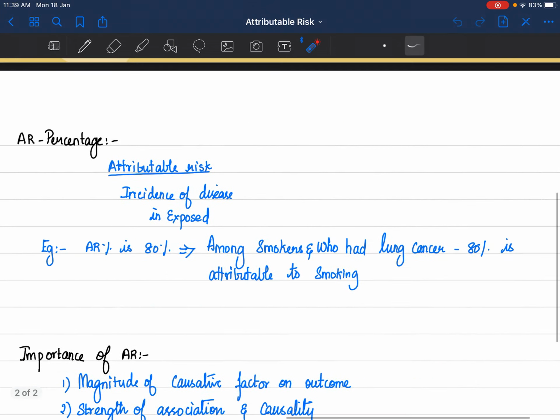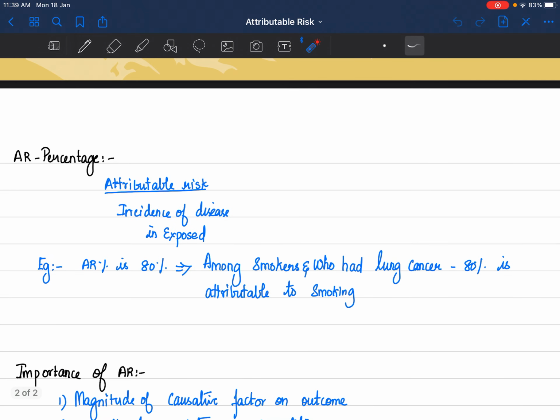Got it? So if you calculate an attributable risk percentage and say it is around 80%, and you have constructed this 2 by 2 table to see whether the smokers versus lung cancer connection is there or not, then among smokers who have had lung cancer, you can tell that 80% of the lung cancer is attributable to smoking, whereas 20% can be due to some other factors. But among smokers who are having lung cancer, 80% of the lung cancer is attributable to this risk factor, which is smoking. Alright, this is attributable risk and attributable risk percentage.